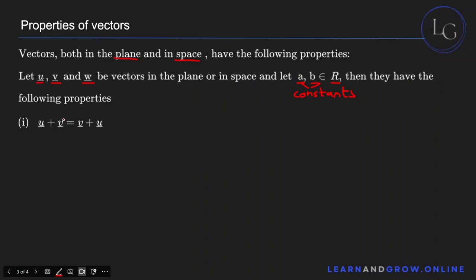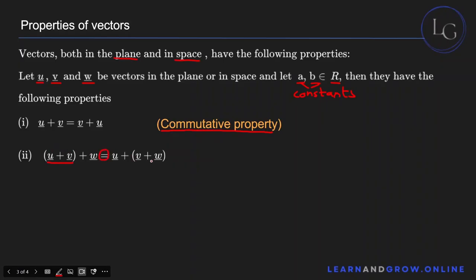When you add two vectors, let's say you add u and v, that's equal to adding v and u. That's just simple, and this is called the commutative property. Now, if you first add u and v, and then you add another vector w into the sum, that's equal to first adding v and w and then adding u to the sum. And this is called the associative property.